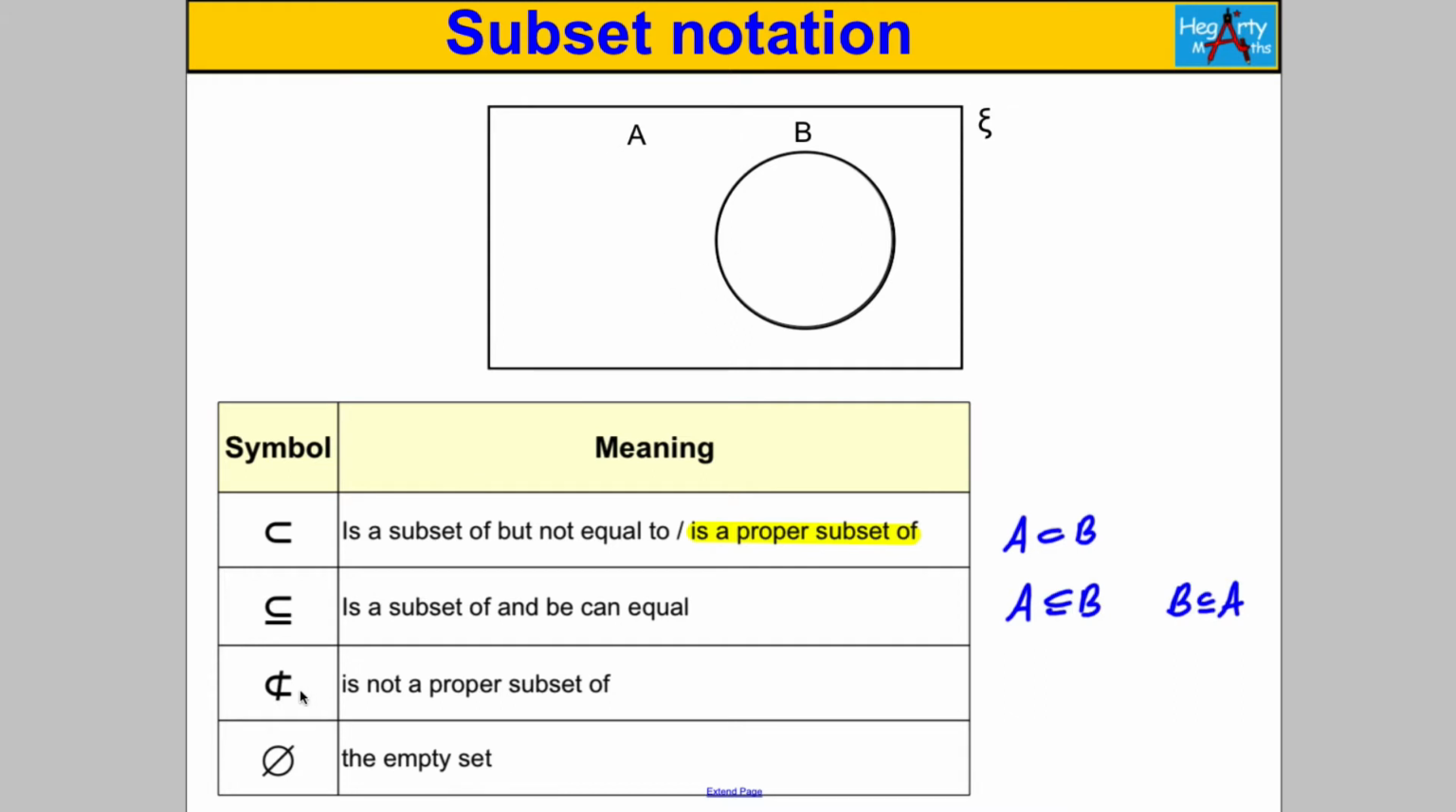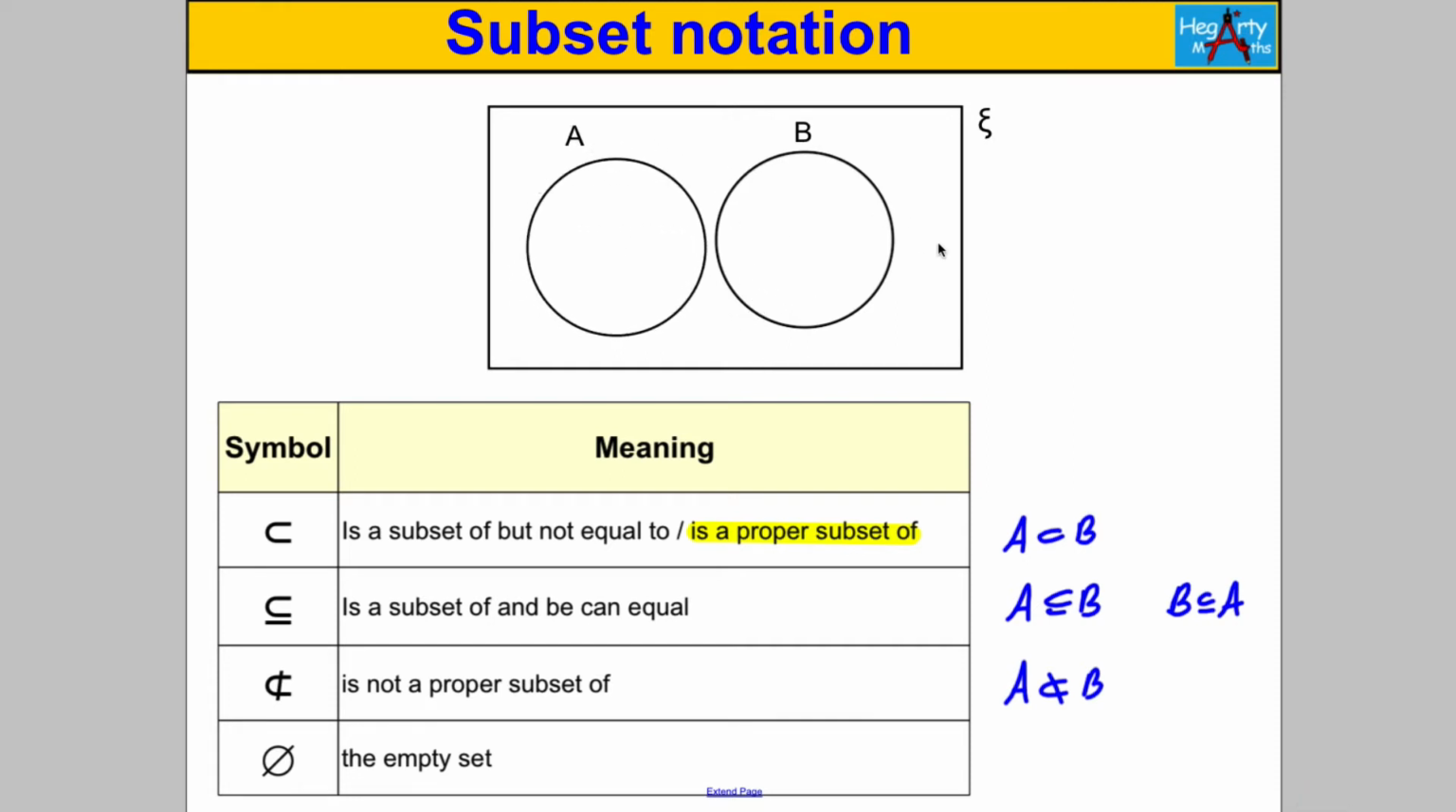Now the next one means is not a proper subset of. So let me show you some examples of if A was not a proper subset of B, like that. Well, A could be entirely outside B, like that. A is certainly not a subset of B there. A could have some overlap with B, but it is not entirely contained within B, so again in this scenario A is not a proper subset of B. Okay, so they're the type of pictures that would apply to that.